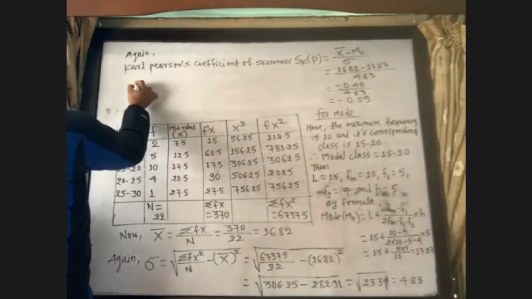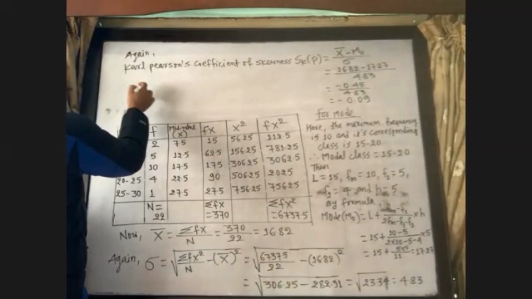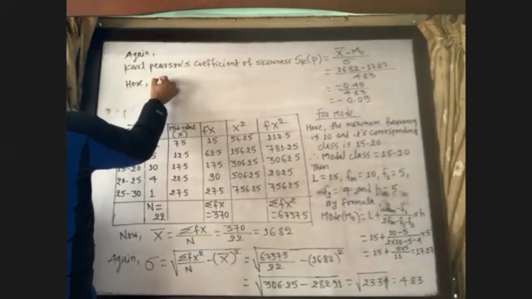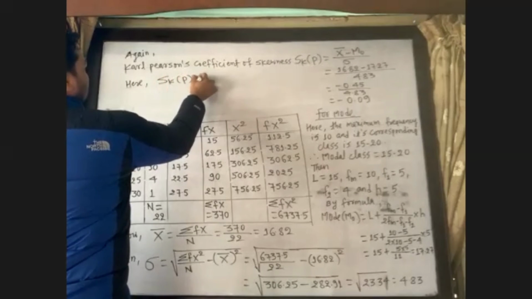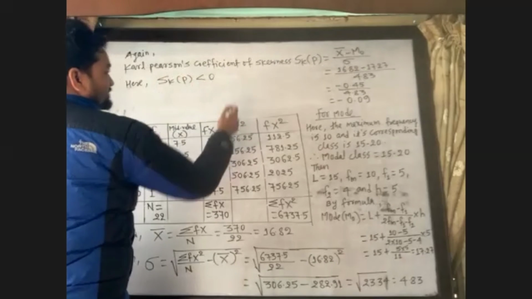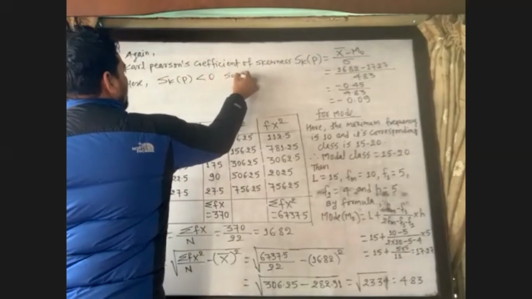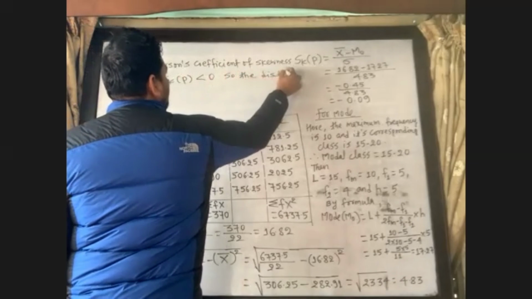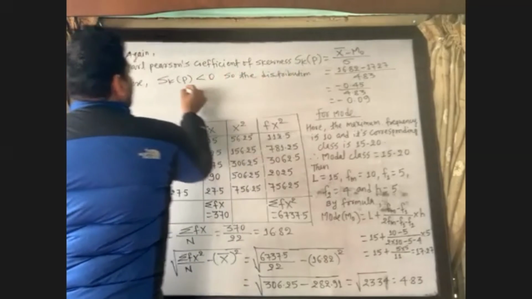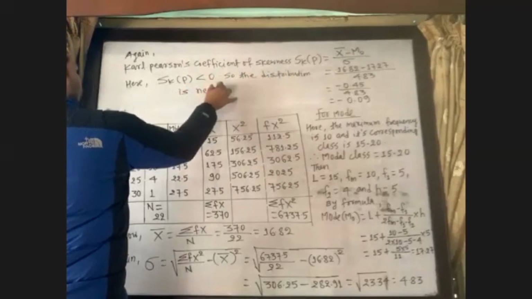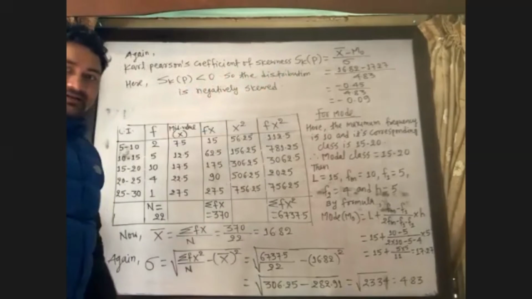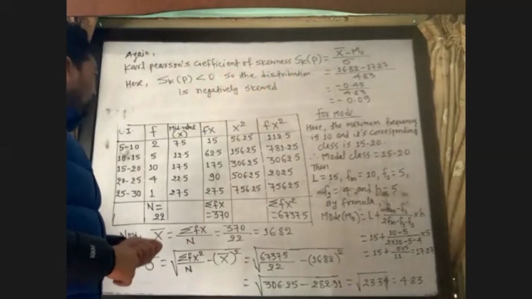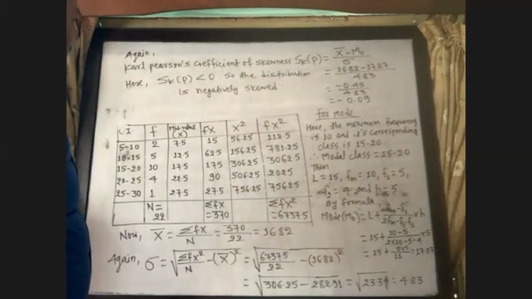Okay, so that's why what we are going to write here, result लाई interpret गर्दाखेरि here SKP is less than 0. Okay, SKP ko value is less than 0. Okay, so the distribution is negatively skewed. Okay, this is the interpretation of the result. Here SKP is less than 0, so the distribution is negatively skewed भनेर हामीले यसरी लेख्नु पर्यो.